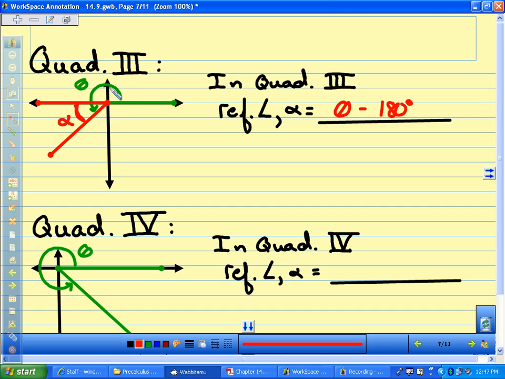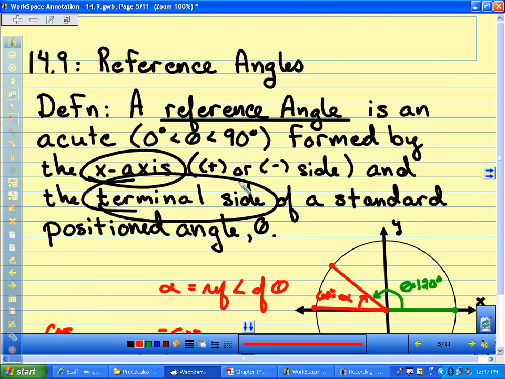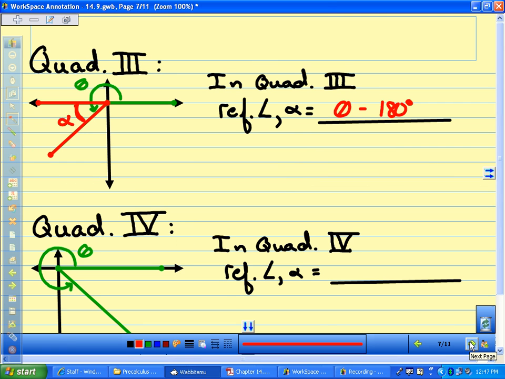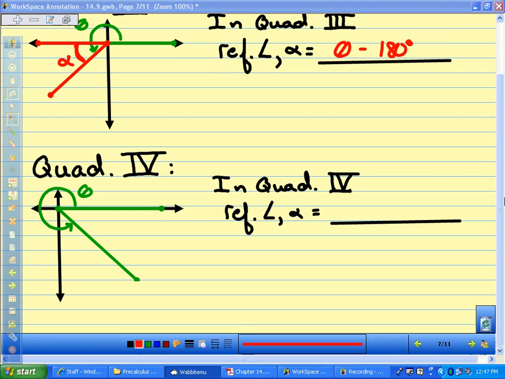Notice, folks, are we using anything with 90 and 270? Absolutely not, because our definition of reference angle says it's based off the x-axis. We are not using 90s and 270s. We're only going to be using 180s, and if we go all the way around, 360. We're only going to be using 180s and 360s. Okay. So in quadrant 2, it's 180 minus theta. In quadrant 3, it's theta minus 180 to find our reference.